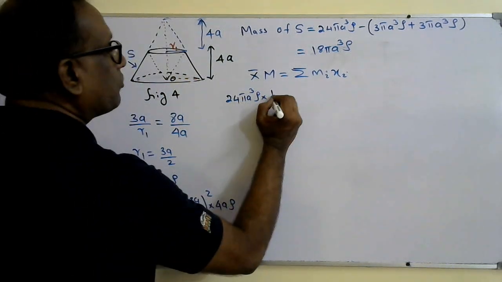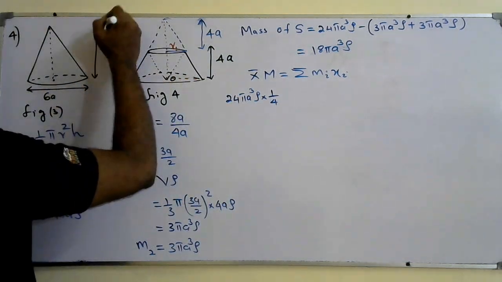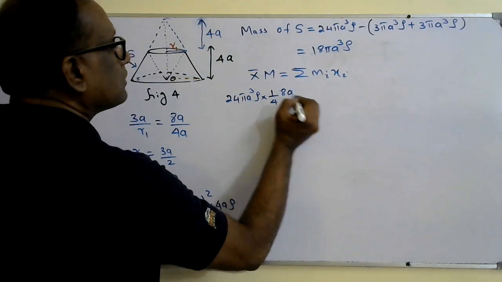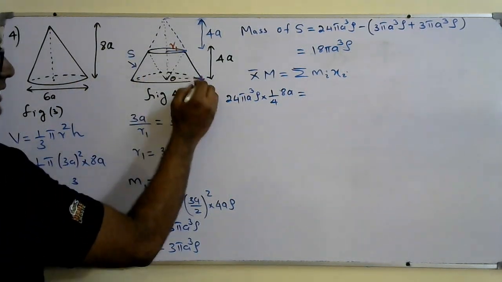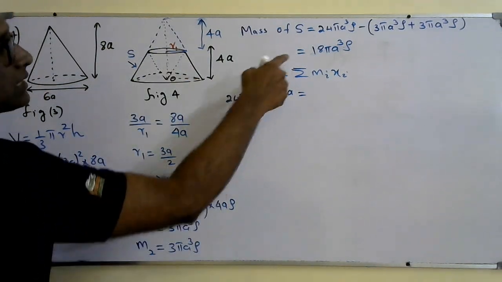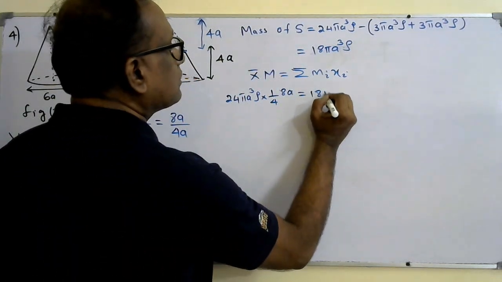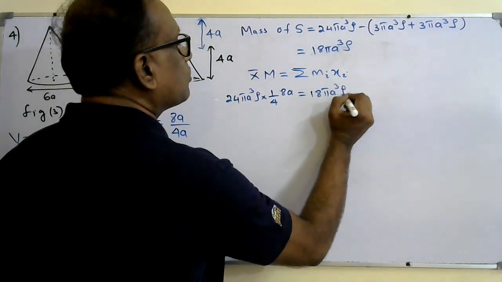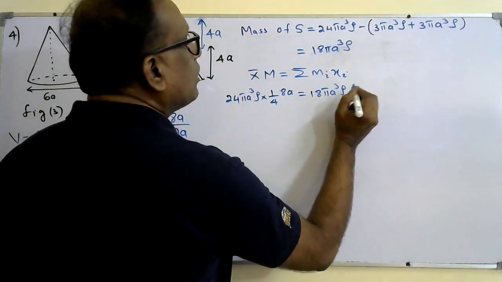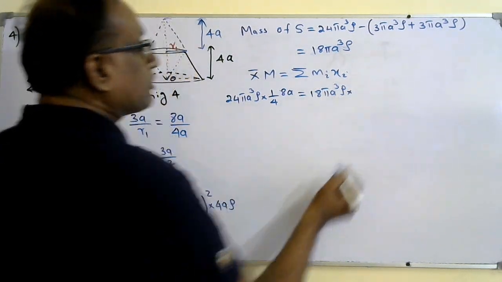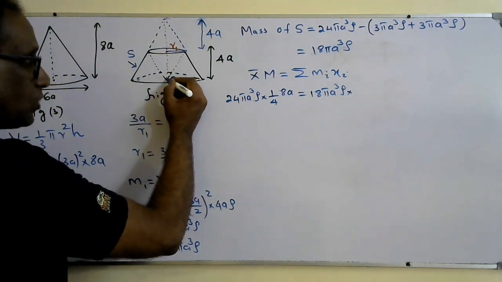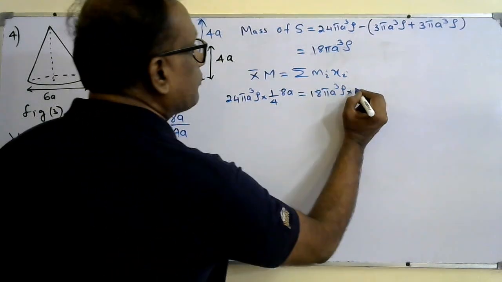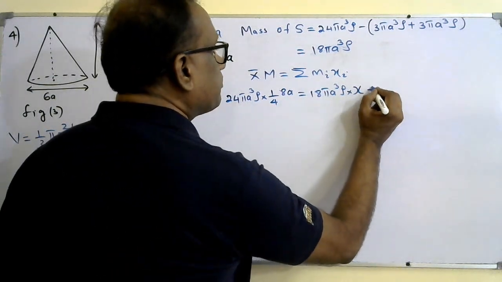So that will be 1/4 of the height, which is a. For the solid S, the mass is 18 pi a cube rho, into the distance I need to find, the center of mass from O. That's the question, they have to find it from the O, that is x. We'll find that x.